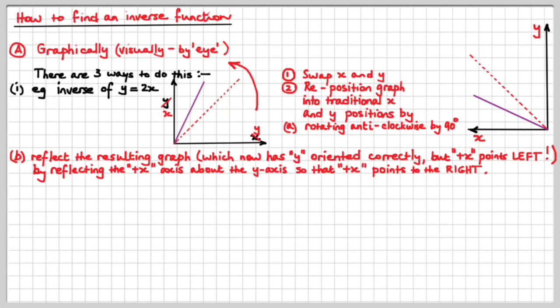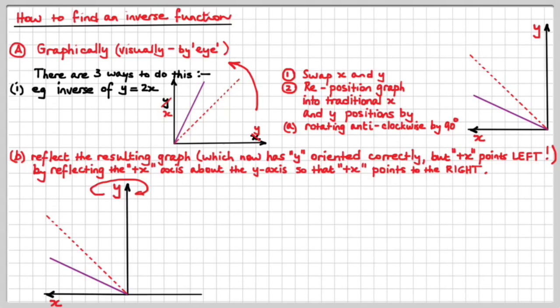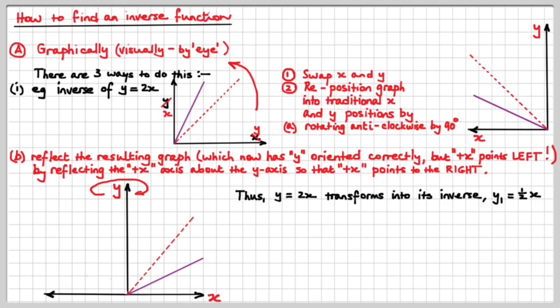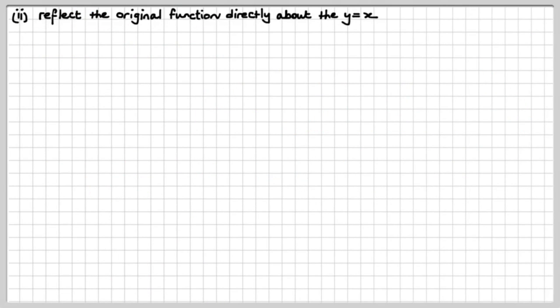Yes, what does that say? Reflect the resulting graph, yes, okay, around the y-axis. So that the x now points to the right as it's supposed to do, and there it is, yeah? Now, I think it's pretty clear that where we started with what was the graph of y equals 2x looks very much like the graph of y equals half x. That's pretty neat, isn't it? So that's the first way to do it, yeah? So, we've transformed that into the y equals half x.